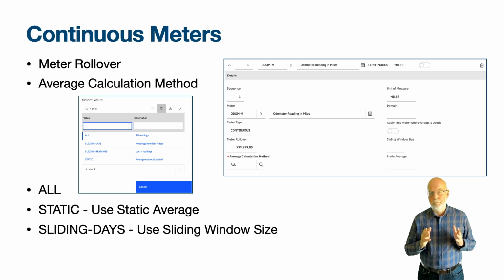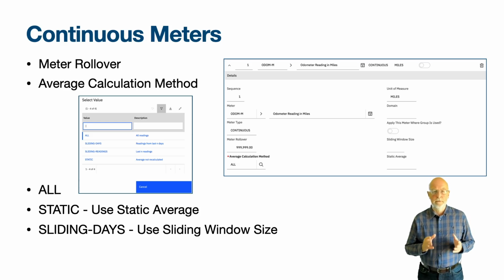Sliding days is used where the use of the asset is variable and where you are taking meter readings on a relatively frequent basis, at least once per week, with regularity, i.e. at roughly the same time each day or week.